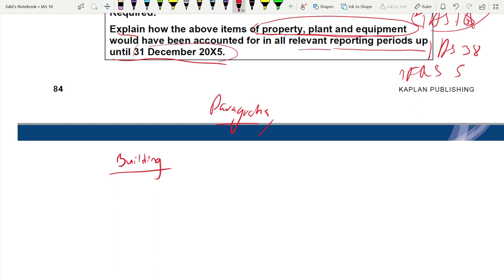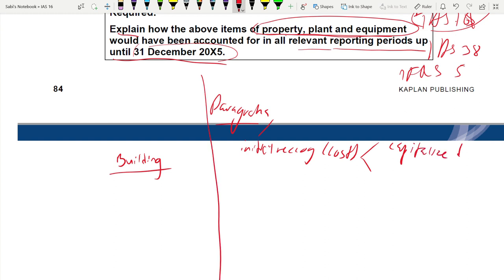Exactly. What did you study in IAS 16? Initial recognition. Initial recognition is at cost. What cost you capitalize, what you do not capitalize. There are two things. This is a plan I'm giving you. Capitalized and what you expense. After that, subsequent measurement, later years. Cost or revaluation. This is the first paragraph, this is the second paragraph.